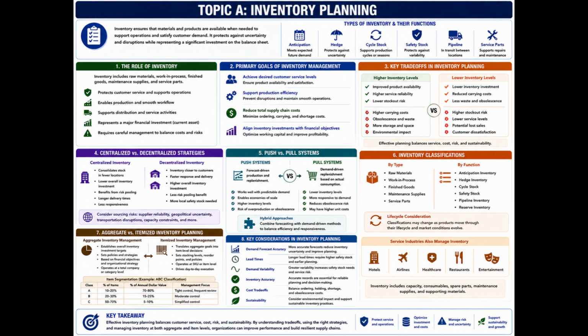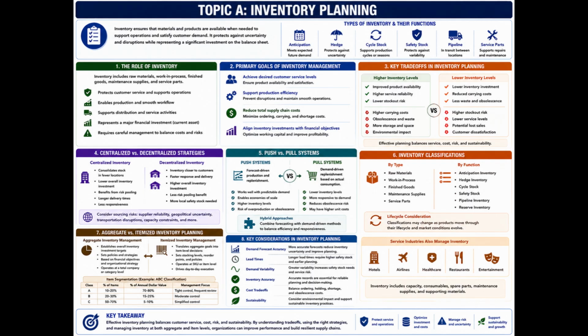Service industries also rely heavily on inventory concepts, although their inventory often includes capacity, consumables, spare parts, maintenance supplies, and supporting materials. Hotels, airlines, healthcare providers, restaurants, and entertainment organizations all manage inventory to support service delivery and customer satisfaction. Inventory planning operates at both aggregate and itemized levels. Aggregate inventory management focuses on establishing overall inventory investment targets and policies based on financial objectives and organizational strategy.